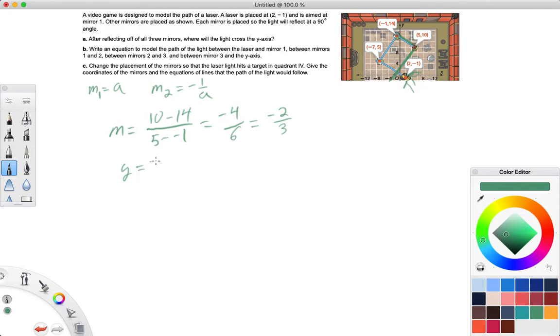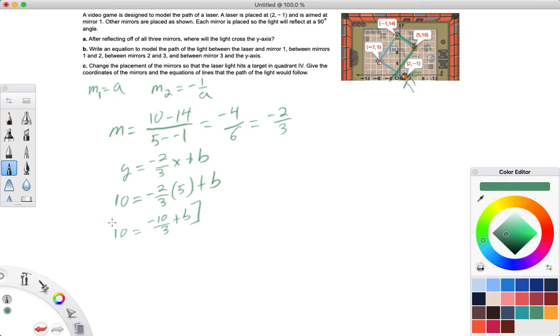y equals negative 2/3 x plus b. We don't know what our y-intercept is, but we can plug it in because we have points. So I'm going to plug in the point (5, 10). So 10, that's my y value, equals negative 2/3 times 5 plus b. So that's negative 10 over 3 plus b. 10 equals negative 10/3 plus b.